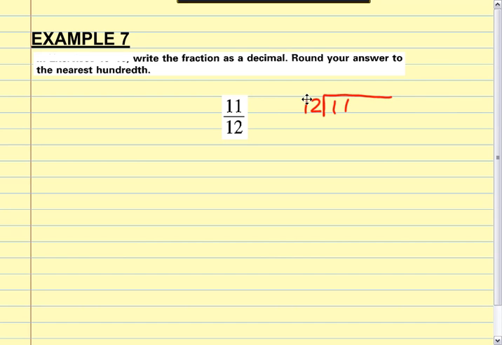Top goes inside. Okay? And we've already said we need to round to 2 places, or to the hundredths. So we're going to have to carry our division out 3 places. I'm going to go ahead and put my decimal point right there. Now I'm ready to go. Okay? Now Lily, how many times will 12 go into 1? 0. How many times will 12 go into 11? 0. How many times will 12 go into 110?